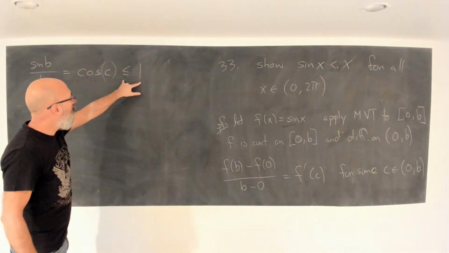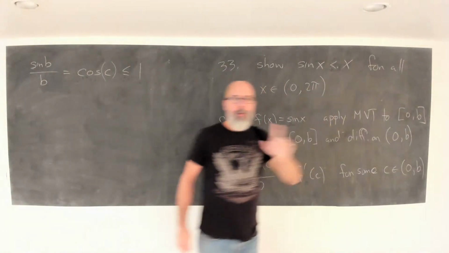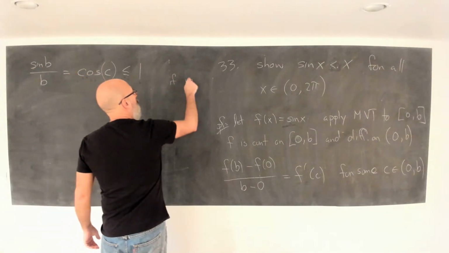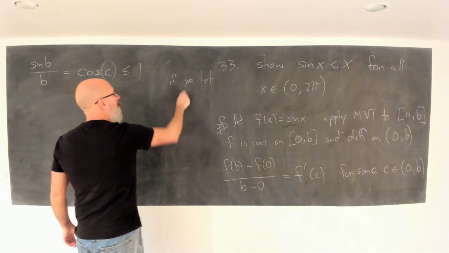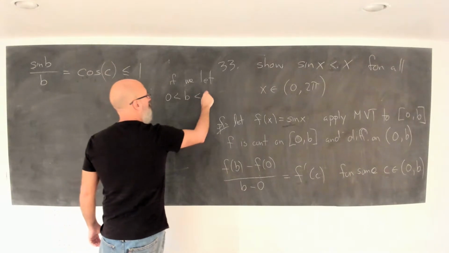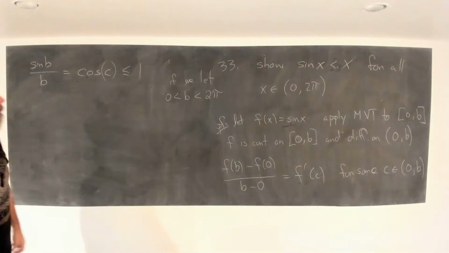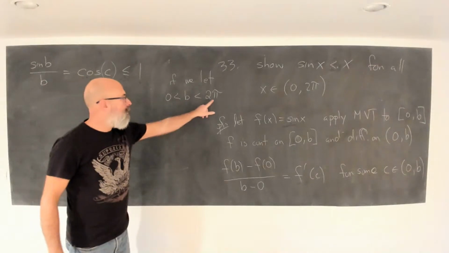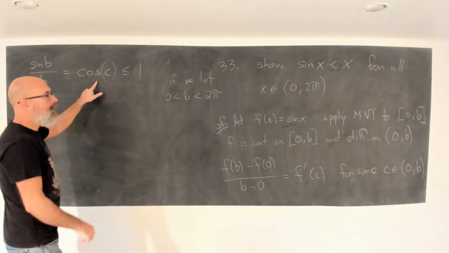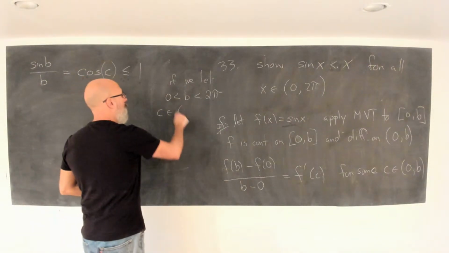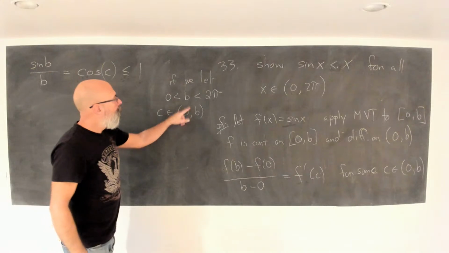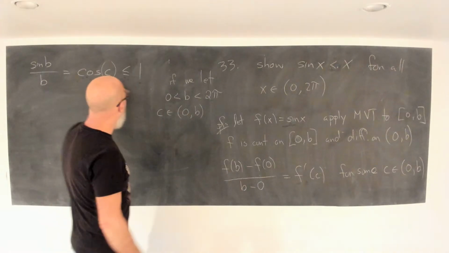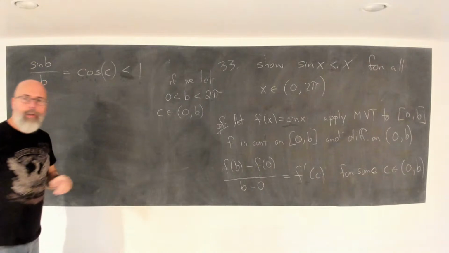Right? So here we have the less than or equal to. Notice we want a strict inequality. So that's where if we let b be strictly bigger than 0 and less than 2 pi, the only place cosine is 1 is at 0 and 2 pi. So cosine of c, if c is in the interval 0b, c cannot be 0 and cannot be 2 pi, and so we get a strict inequality.